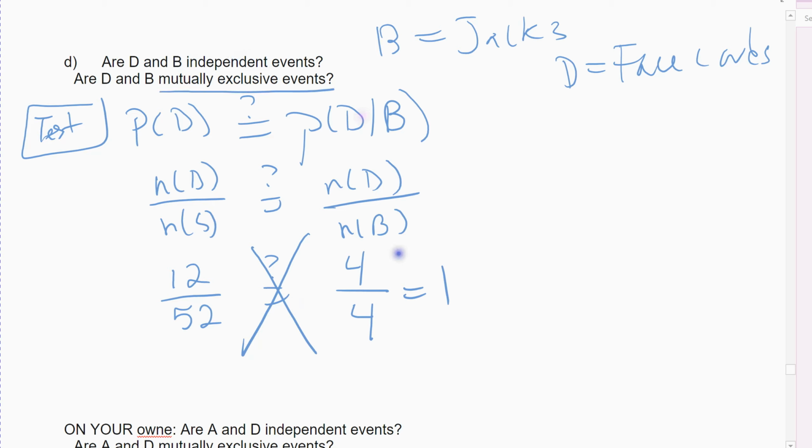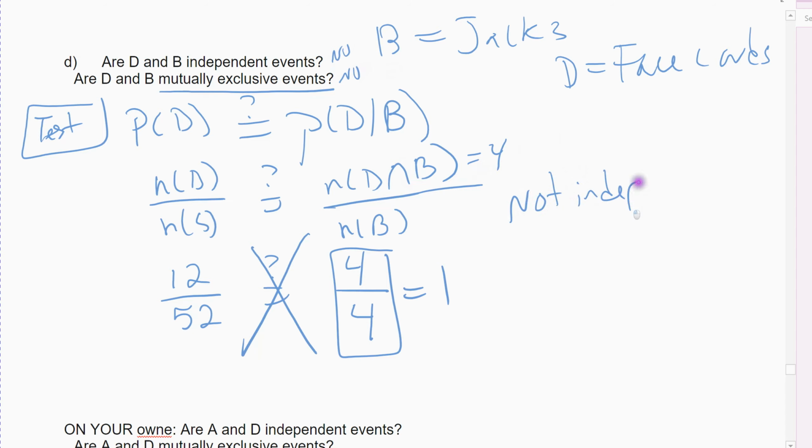And they're also not mutually exclusive, because all of my events in D are shared with B. My AND statement, which I didn't write here, sorry, my conditional event, that should have been my AND statement, was 4. They shared all 4 outcomes in D in common. That's 4, which does not equal 0. And so the answer is no to both of them. They are not independent, and they are not mutually exclusive.